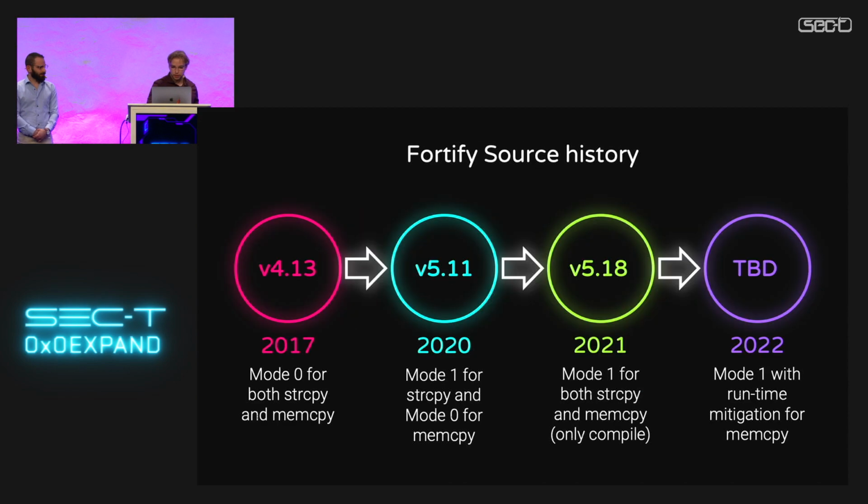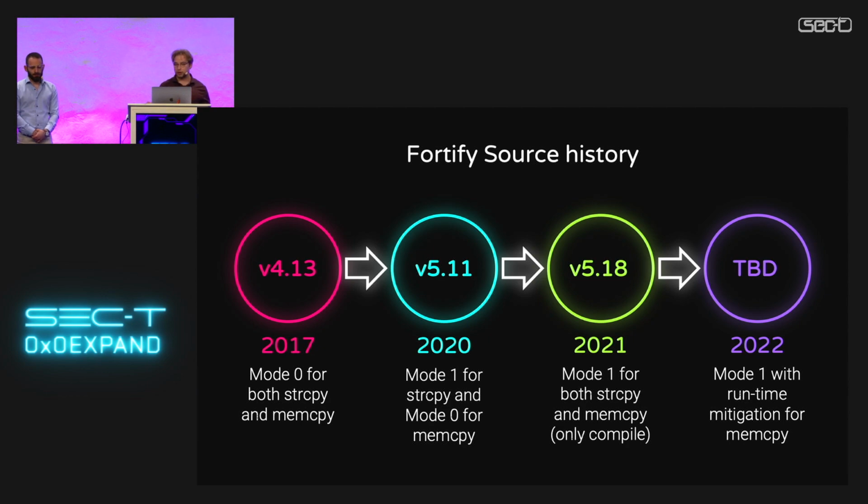OK, let's see the Fortify Source history. So Fortify Source mitigations were first introduced in the Linux kernel in kernel version 4.13, where mode 0, again, for just checking an entire struct, got introduced for both the strcpy and memcpy families of functions. Later on, in kernel version 5.11, mode 1 got introduced for the strcpy family of functions, but mode 0 was still turned on for the memcpy family of functions.